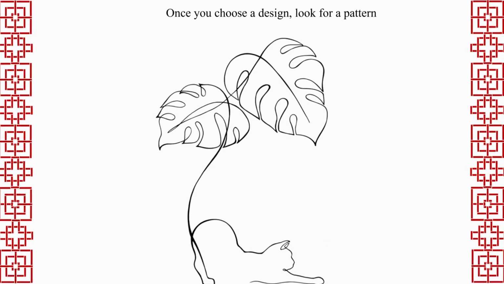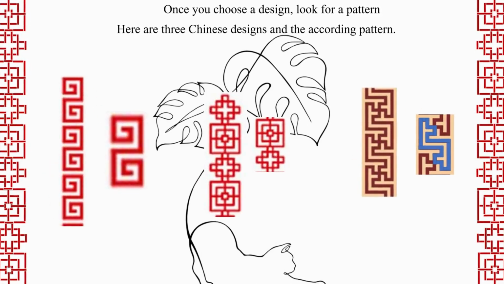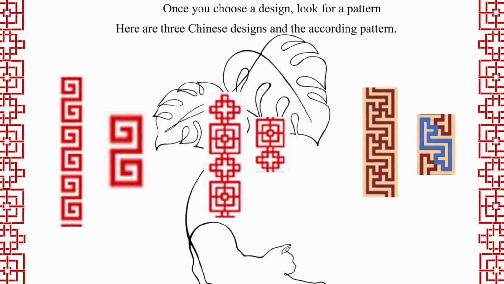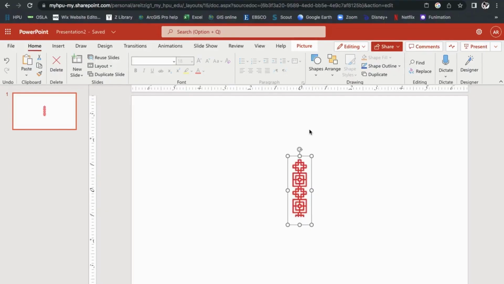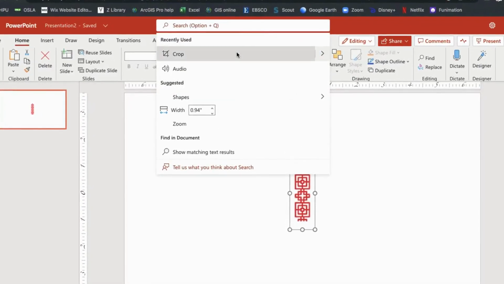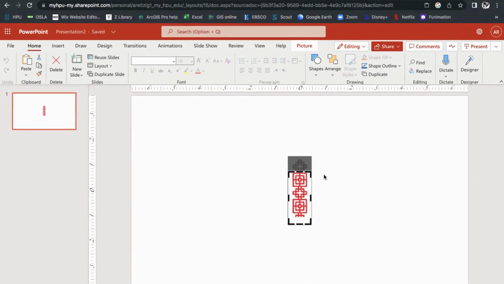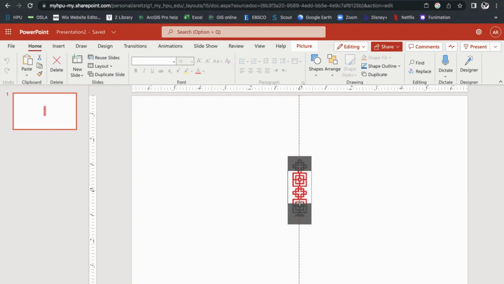Once you find your design, you want to look for a reoccurring pattern within the design. And here are three different examples of that. Once you have figured out what the reoccurring pattern is, you simply want to use a cropping tool to crop it down to just the pattern piece to make it less work for you and make it easier to focus on that one area.